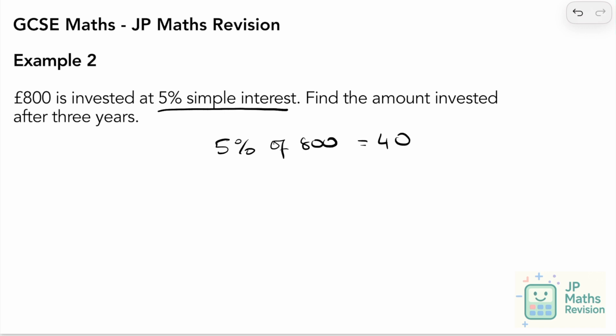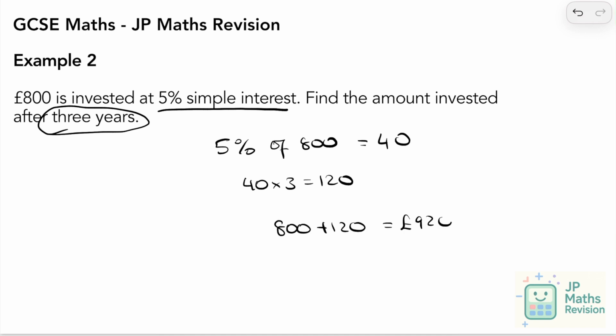So I want to find the amount invested after 3 years. It's growing by £40 per year, so I'm going to do 40 times 3, that's 120. So by the end of the 3 years, it's going to have grown by £120. So I'm going to end up with 800 plus 120, which is £920.